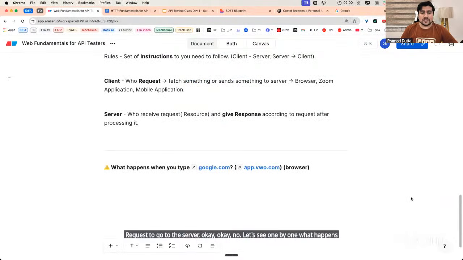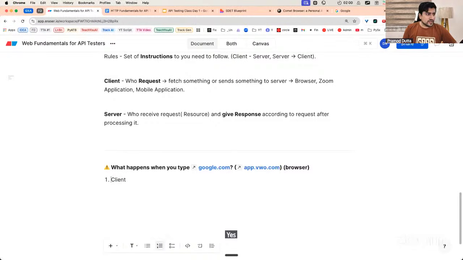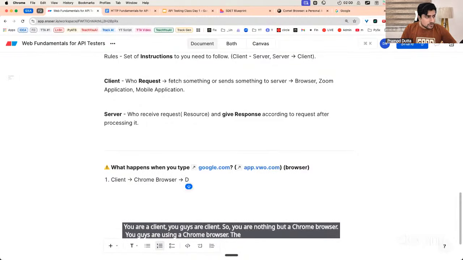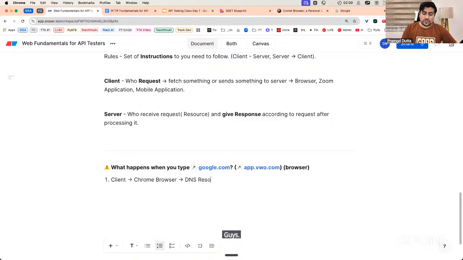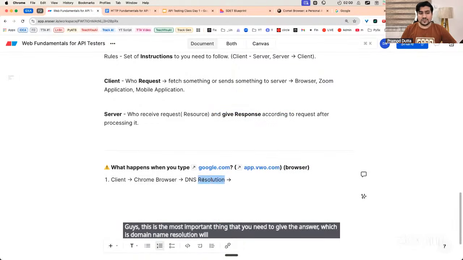What is the answer that you need to give? First of all, you are a client. Step number one. Yes or no? Everyone agrees with me? You are a client. You guys are the client, so you are nothing but a Chrome browser. You guys are using a Chrome browser. The first thing that happens is called DNS resolution. Guys, this is the most important thing that you need to give in the answer: domain name resolution will happen. Domain name searching will happen.